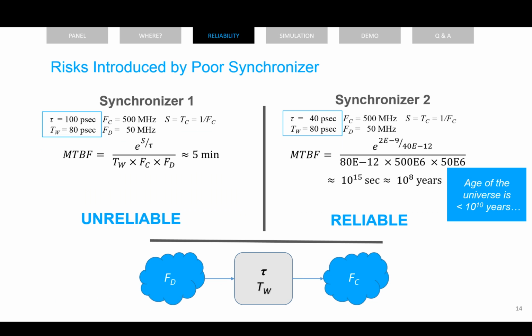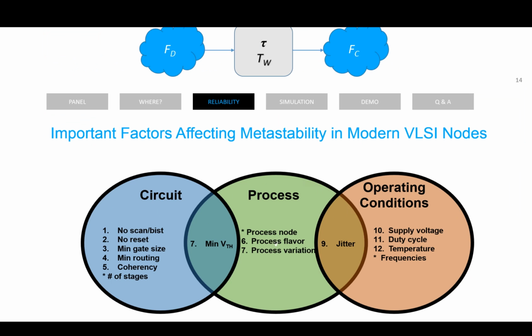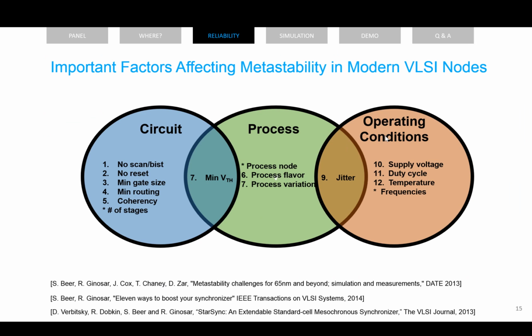So in one case, when we do the calculation, we end up with a mean time between failures of 5 minutes, which is basically very unreliable. While the second one has a very high MTBF of thousands or hundreds of thousands of years, which is obviously very reliable. And these examples only show you the importance of correctly evaluating the tau of the synchronizer you are using. So on what does the resolution time constant depend?